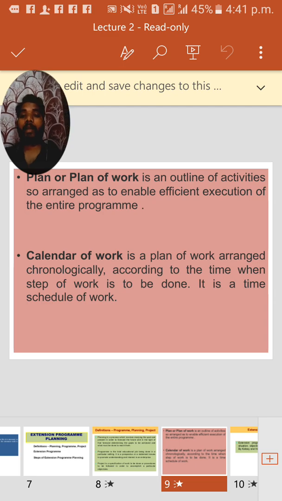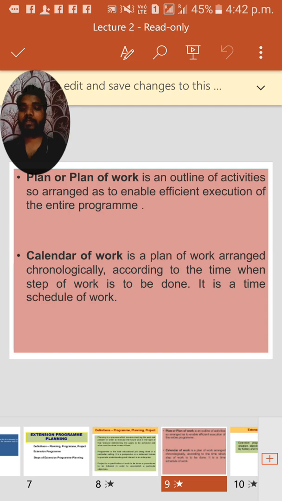Plan of work. It is an outline of activities so arranged as to enable efficient execution of the entire program. Plan of work is going to decide the whole outline of the upcoming activities of your program. Calendar of work. Calendar of work is a plan of work arranged chronologically according to the time when steps or works are to be done.